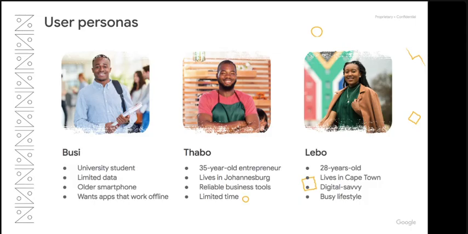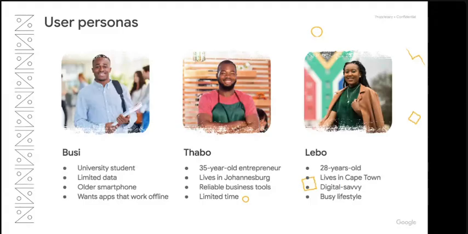Let's have a look at the screen there. You've got an example of user personas there. You've got Wusi, Tabo, and Lewu. So let's look at Wusi. Wusi is a student, a 20-year-old university student with limited data and an older smartphone. He's looking for an educational app that works offline. Why? Because he's very concerned about the cost of data. So something that works offline will work very well for him if it's an educational app.